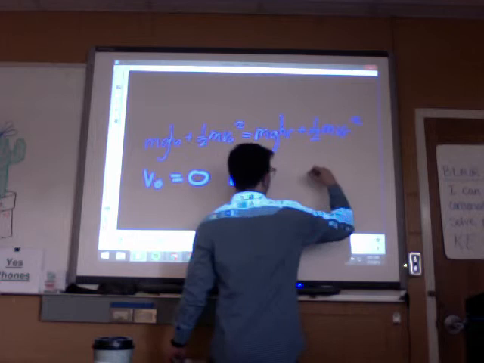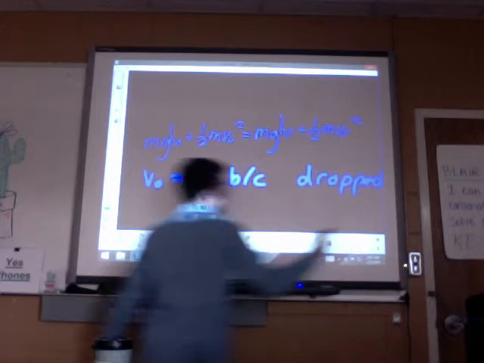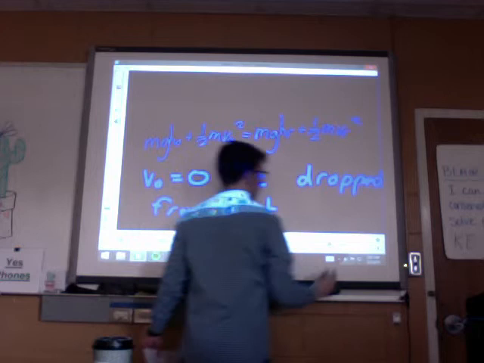because dropped from rest. Should I make it thicker? Yeah, I think we'll take up the whole screen. Dropped from rest. Yeah, I'll go back to the camera. Is it kind of hard to see? I mean, it looks cool, but.